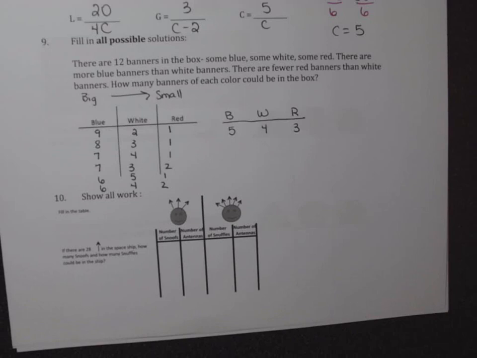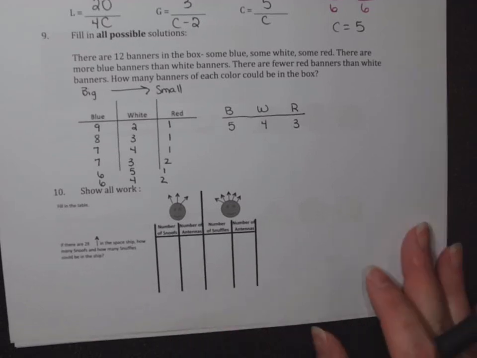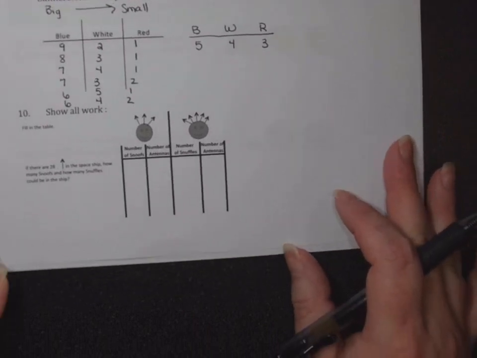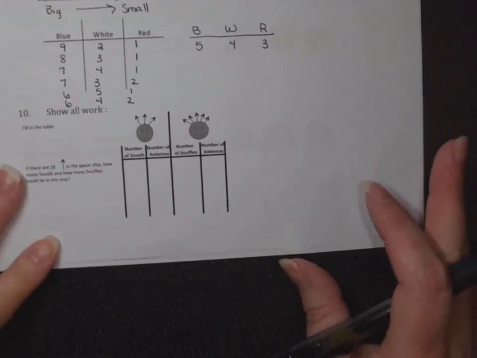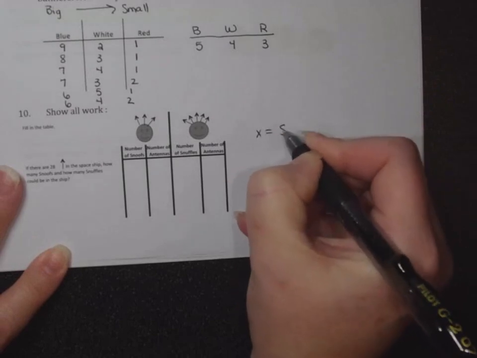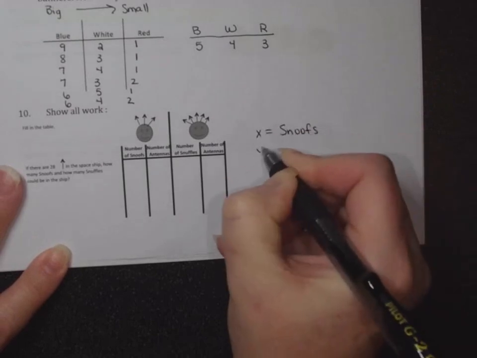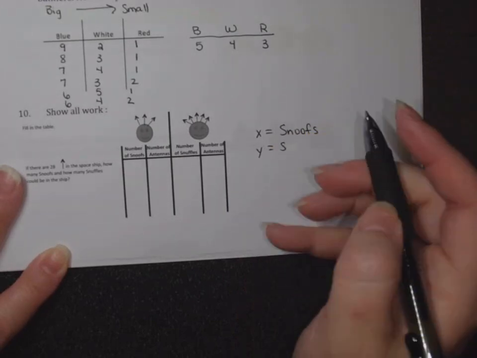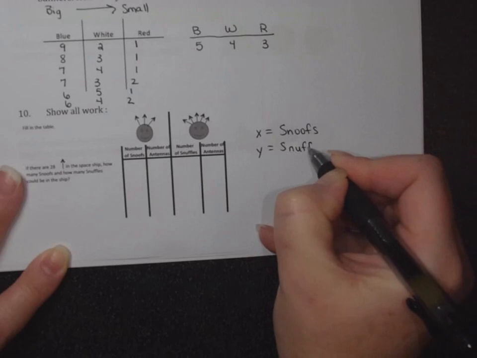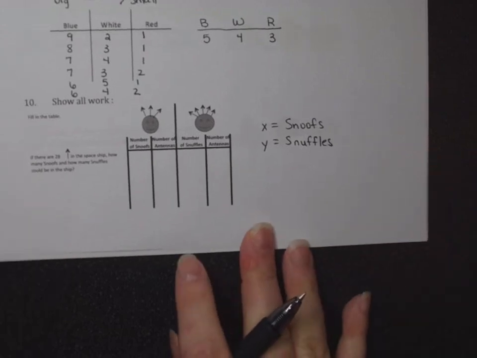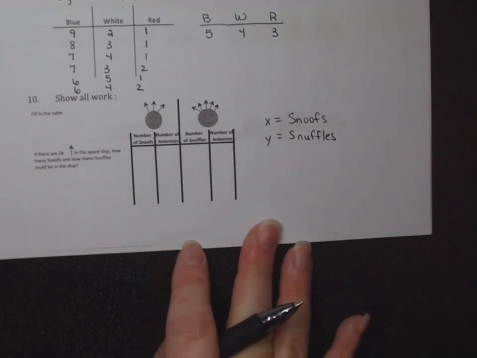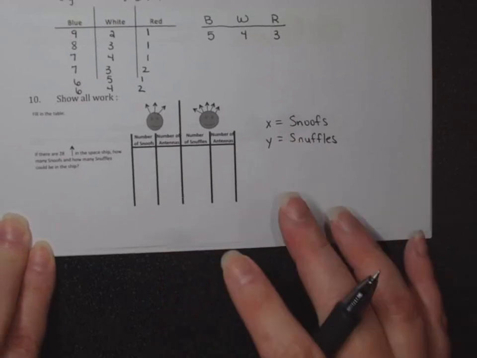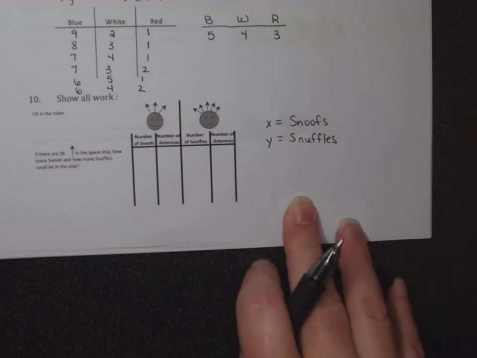All right, number 10. We have 2 different kinds of aliens, snoofs and snuffles. We're going to let X be the snoofs and Y be the snuffles. The point of making these aliens, by the way, is so that you have really no context for how much or what value these have, because they don't exist. So the point is to let the math drive you, not the situation.